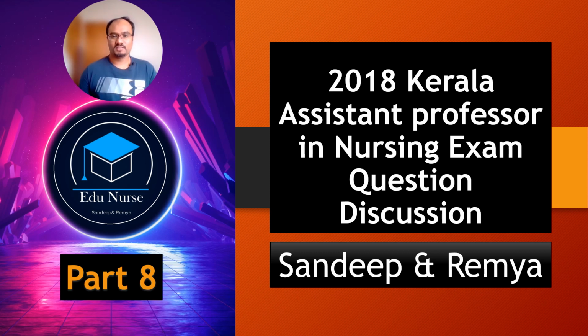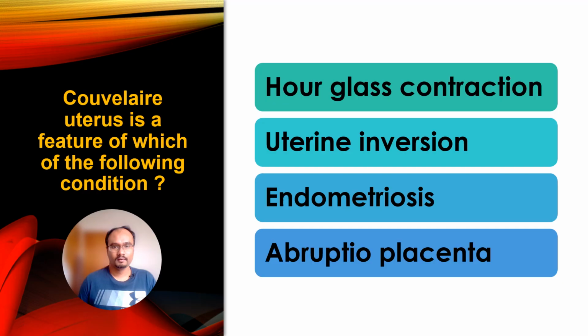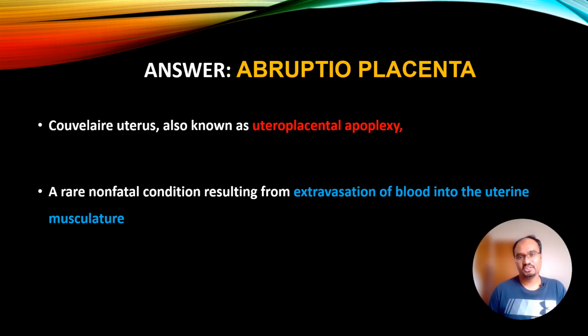And let's go to the first question. Cavalier uterus is a feature of which of the following conditions? The options are hourglass contraction, uterine inversion, endometriosis, abruptio placenta. And the correct answer is abruptio placenta.